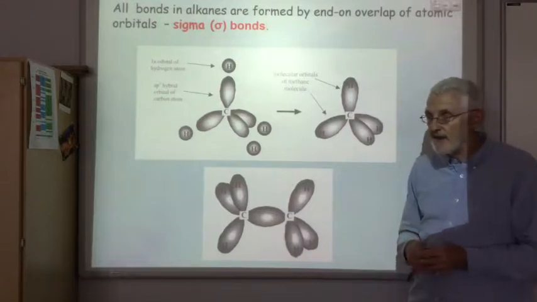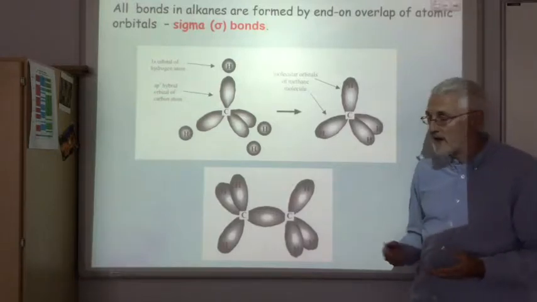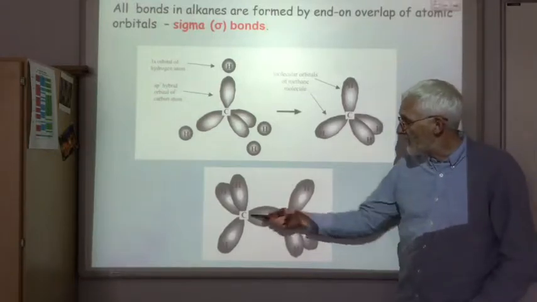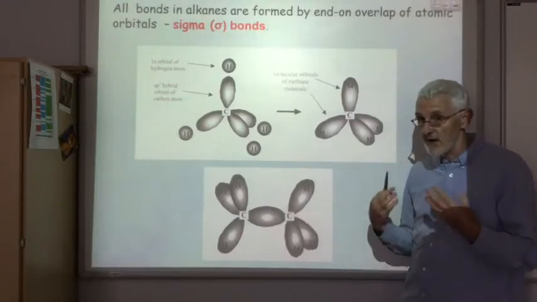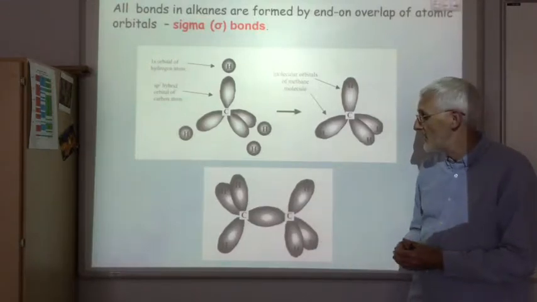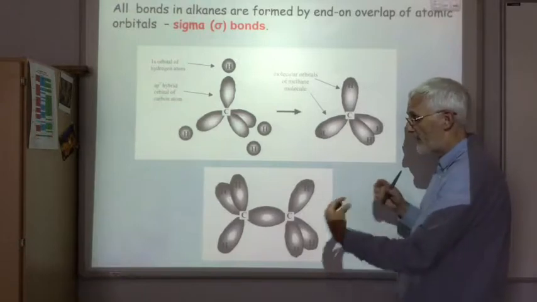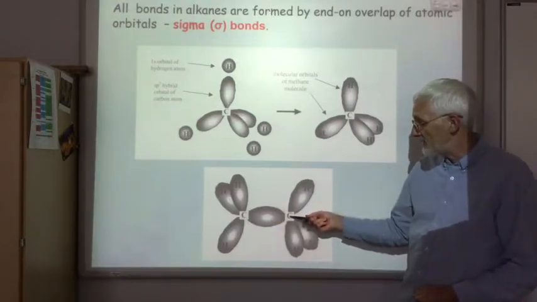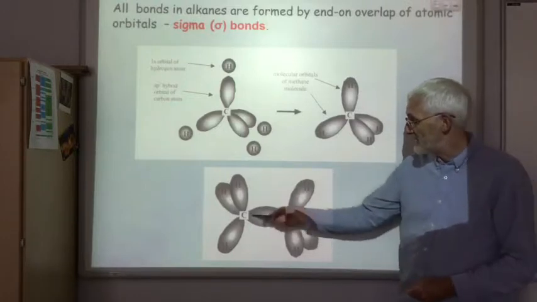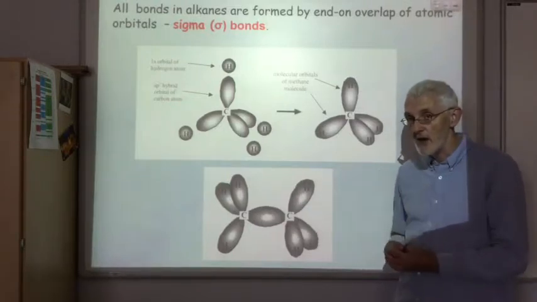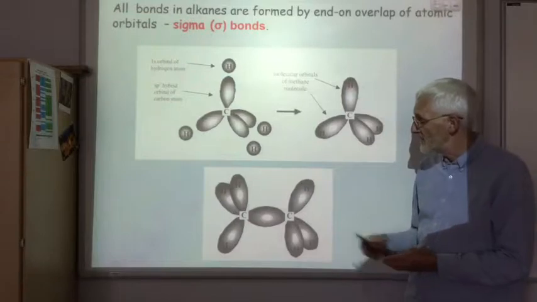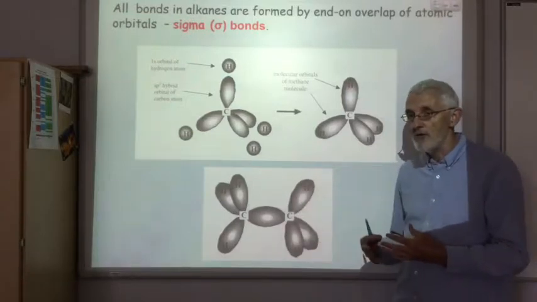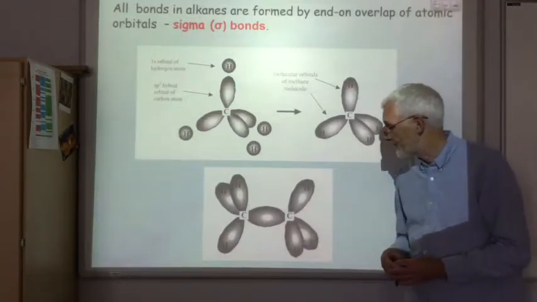And this is ethane, much the same, but the carbon-carbon bond is also a sigma bond. It's the end-on overlap of the sp3 orbital of that carbon with one of the sp3 orbitals of that carbon, forming this sigma bond between the 2 carbon-carbon atoms. So in alkanes, all the bonds are sigma bonds.